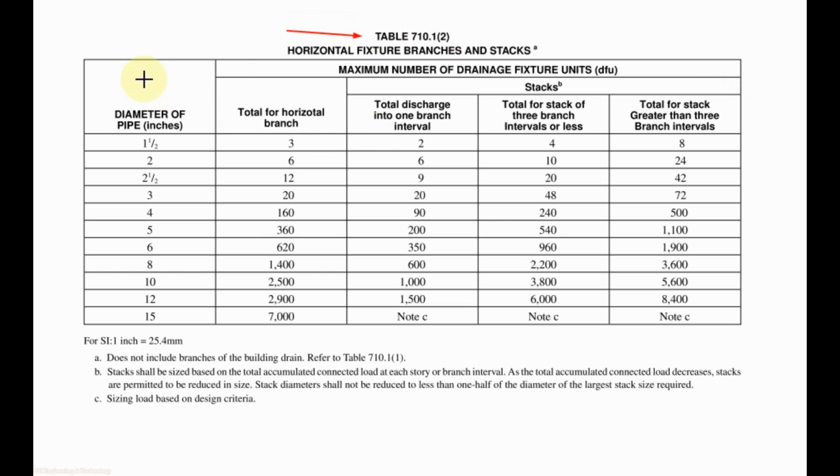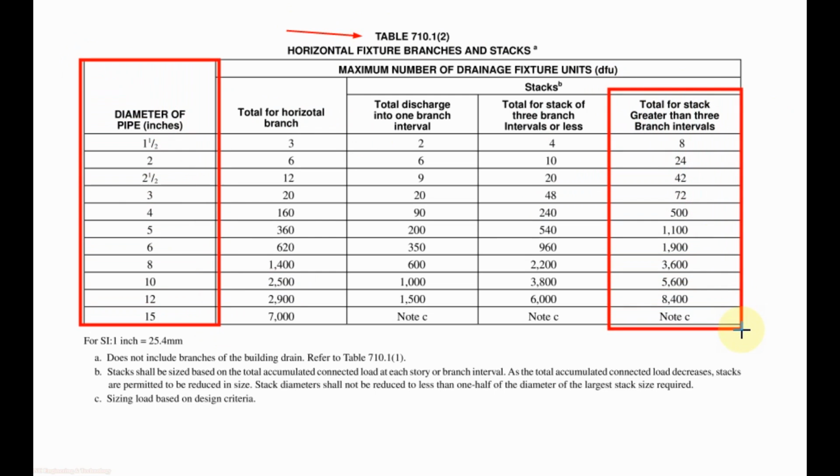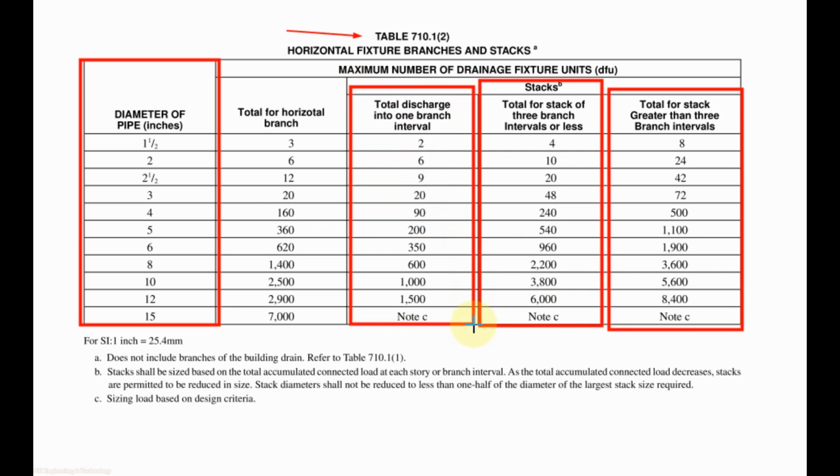The first column of this table is showing the stack size, pipe diameter, and the last column is showing the total drainage fixture unit value for a building having more than 3 floors, and the column before the last is showing the total drainage fixture unit value for a building having 3 or less floors, and the column before these last two columns is showing the total discharge into one branch interval.